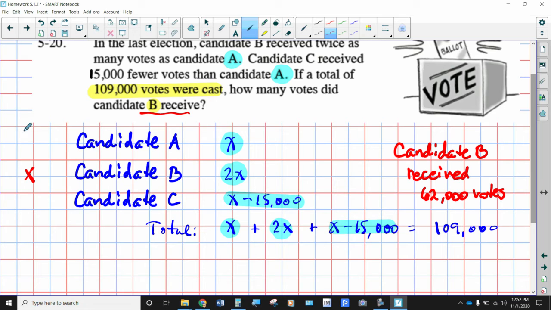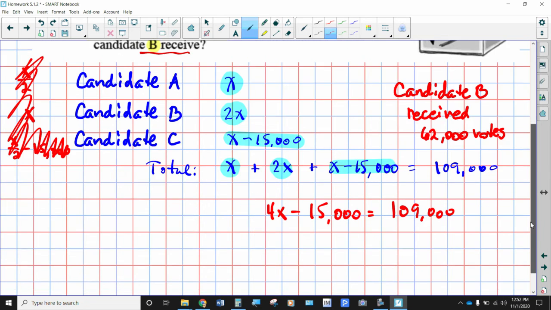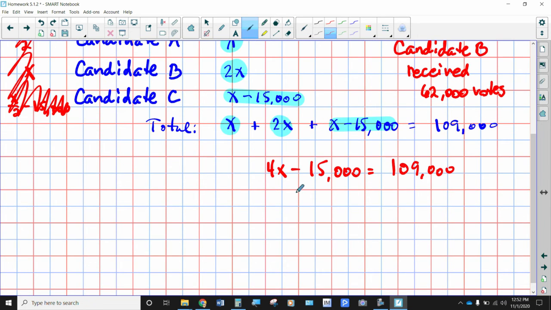The problem is, then you'd have to say this is X divided by 2, and this one would have to be X divided by 2 minus 15,000, and nobody wants to solve that equation. So let's not do that. Let's just do this instead. So we end up with X plus 2X plus X minus 15,000, which is 4X minus 15,000, equal to 109,000. And now we need to cancel this negative 15,000 out by adding 15,000 to it.